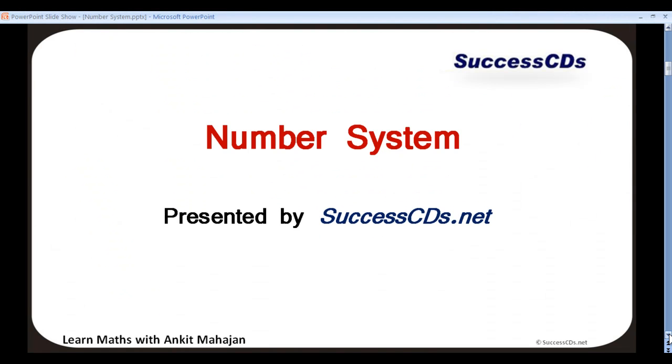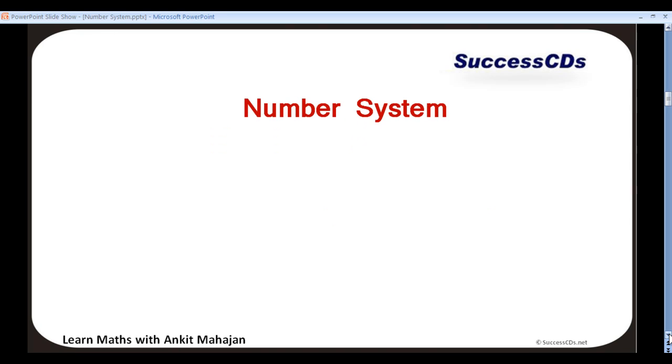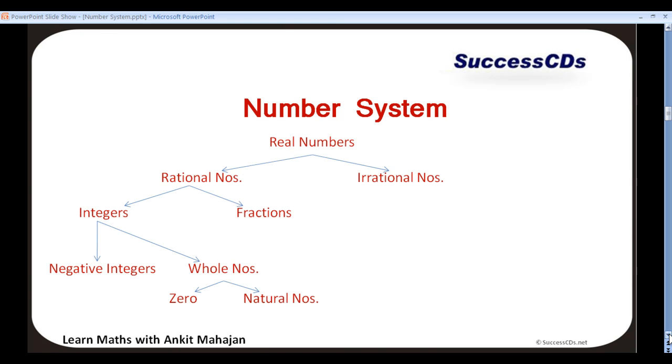Let's try to understand number system. Number system consists of a variety of numbers such as real numbers, which are further divided into rational numbers and irrational numbers. Rational numbers again are further distributed into integers and fractions. Integers make way for negative integers as well as whole numbers. Whole numbers are the last lot, being divided further into 0 as well as natural numbers.